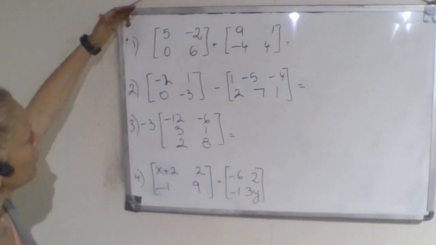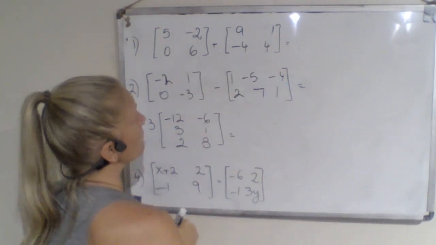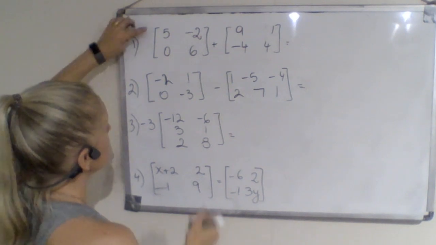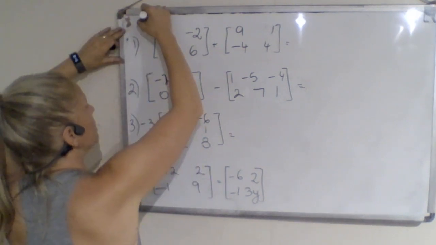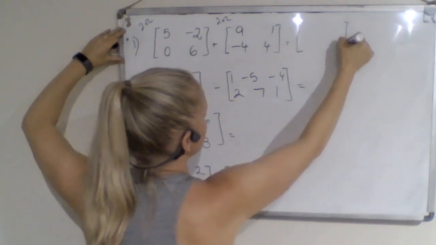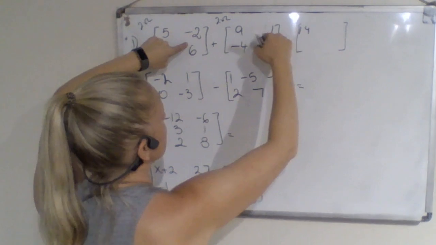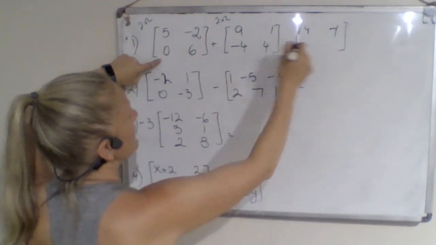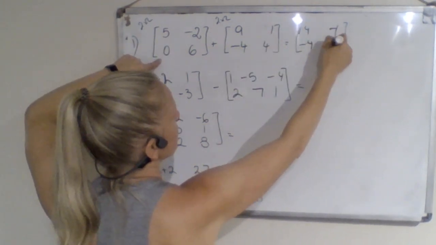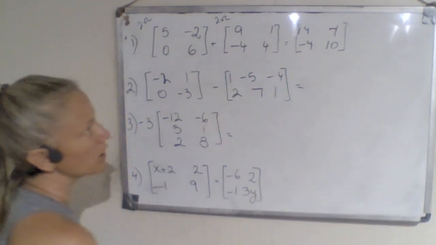So we have 4 different problems here. We're going to go one by one. This is an addition. We have 2 matrices. First, this is a 2 by 2. This is a 2 by 2. I can go ahead and add it. And addition of matrices is so simple. You go one by one. This is 14. This is -1. This is -4. And this is 10. Each term with its corresponding term, you add them.